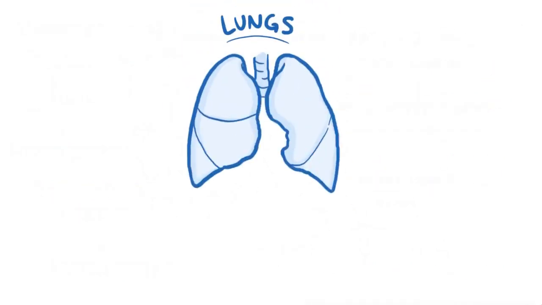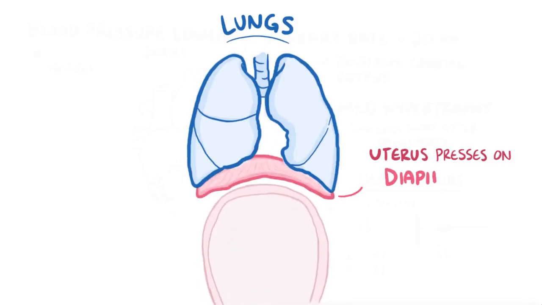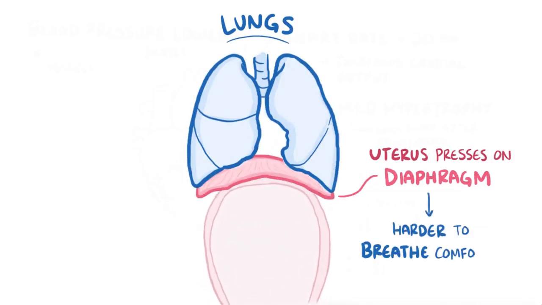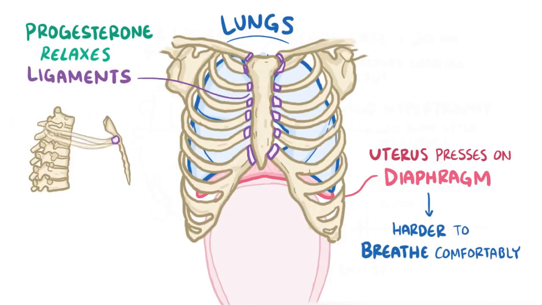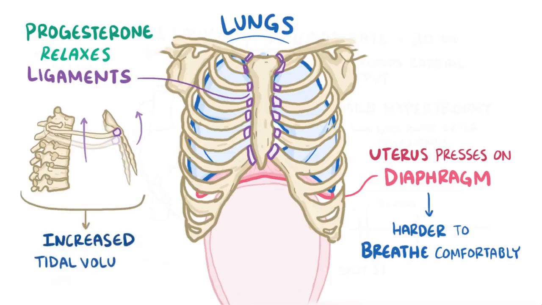The lungs get affected as well. The uterus pushes upward on the diaphragm, which makes it harder for pregnant women to breathe comfortably. There is some compensation though, because progesterone relaxes ligaments in the thorax, which increases the transverse diameter of the rib cage, like a bucket handle that swings out, and the anterior-posterior diameter of the rib cage, like a handle that pulls up. These changes increase the tidal volume, which is the amount of air inhaled or exhaled per breath, and the minute volume, the amount of air inhaled or exhaled per minute.